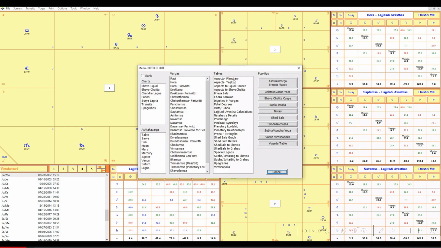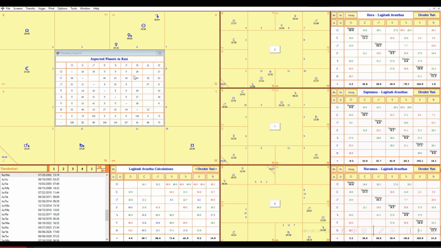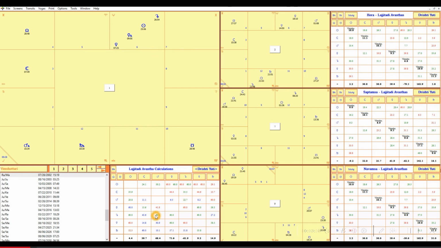It's the same thing you would find if you went to Aspects, Planetary. You would see Saturn's doing 52, Mars is doing 21, Moon's doing 36. And then we have three yutis, Mercury, Jupiter, and Venus, giving 60 points. Same values, it's just that in that table we rounded the values off in the aspected planets, whereas in the Lajitati Avashtas we calculate to 1 decimal point. Hardly matters. Okay, so that's really all you're looking at in this table.